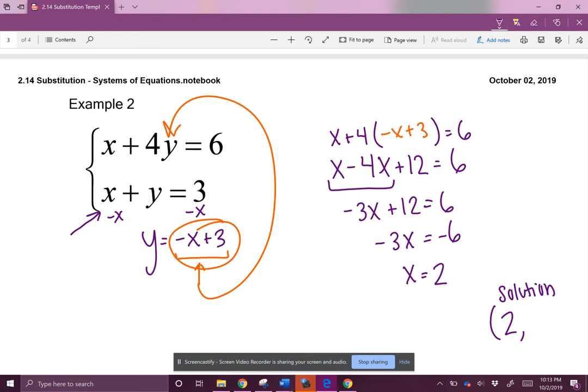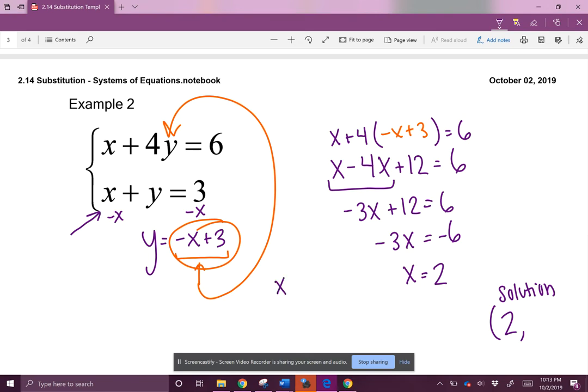Just like the problem we previously did, I'm going to take that x equals 2 and substitute it back into either equation to figure out what y is. Again, it doesn't matter which one you use. I'm going to choose the second one because it's a heck of a lot easier.